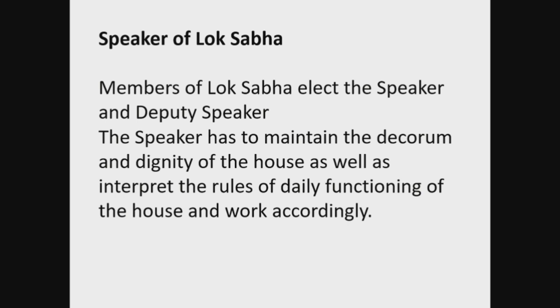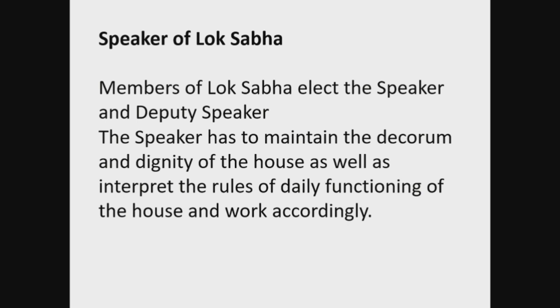After getting elected as Speaker, the person has to conduct the business of the House in an unbiased manner without being partial. Lok Sabha members have some rights and privileges as the representatives of the people. These are taken care of by the Speaker. Apart from this, the Speaker has to maintain the decorum and dignity of the House as well as interpret the rules of daily functioning of the House and work accordingly.